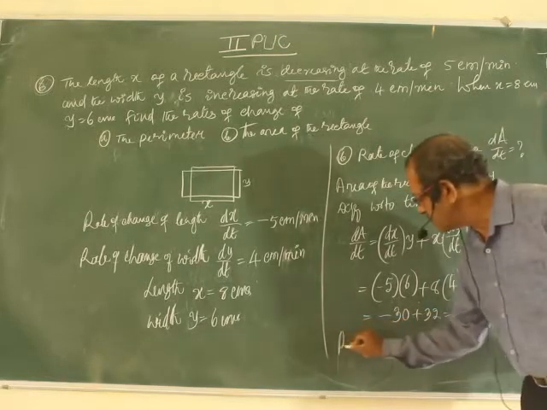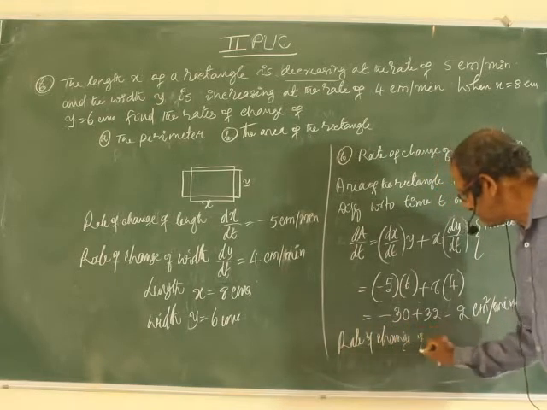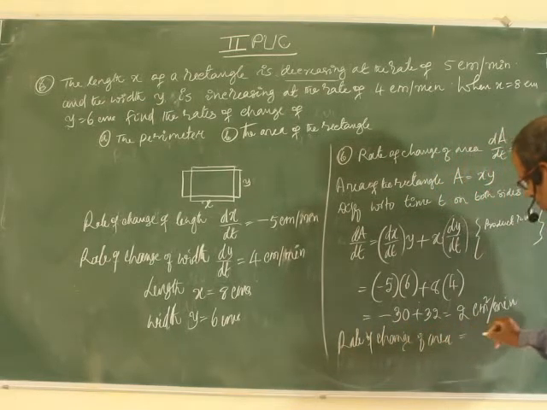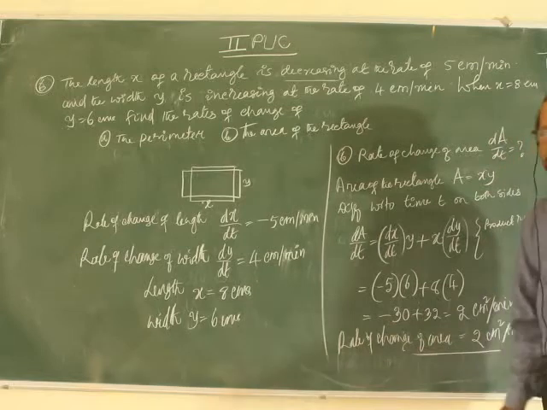Let me write the conclusion. Therefore, rate of change of area is 2 square centimeter per minute. Over. I think you got the idea.